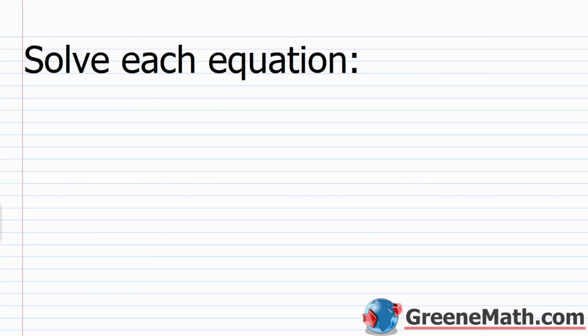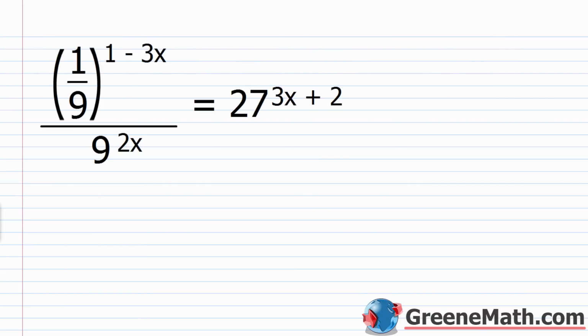All right, so we want to solve each equation. We're going to take a look at 1/9 raised to the power of 1 minus 3x over 9 raised to the power of 2x. This is equal to 27 raised to the power of 3x plus 2. So the idea here is to get a common base on each side of the equation, and then to take the exponents, set them equal to each other, and solve. So we've got some cleaning up to do.